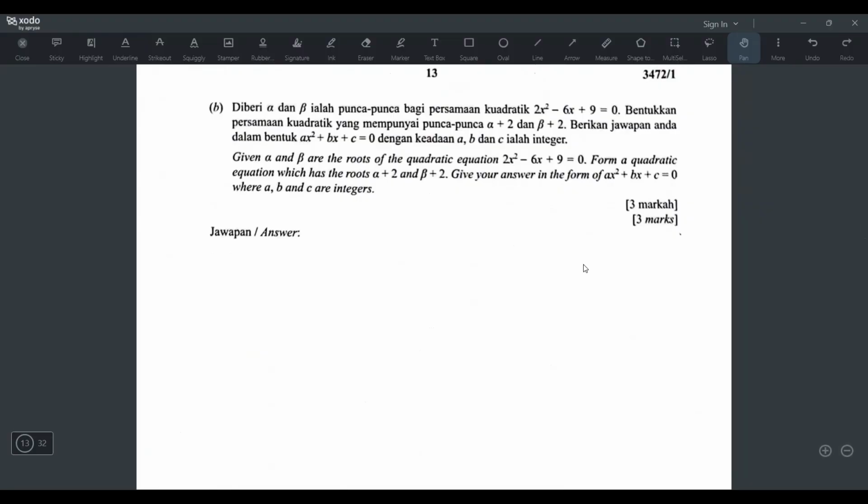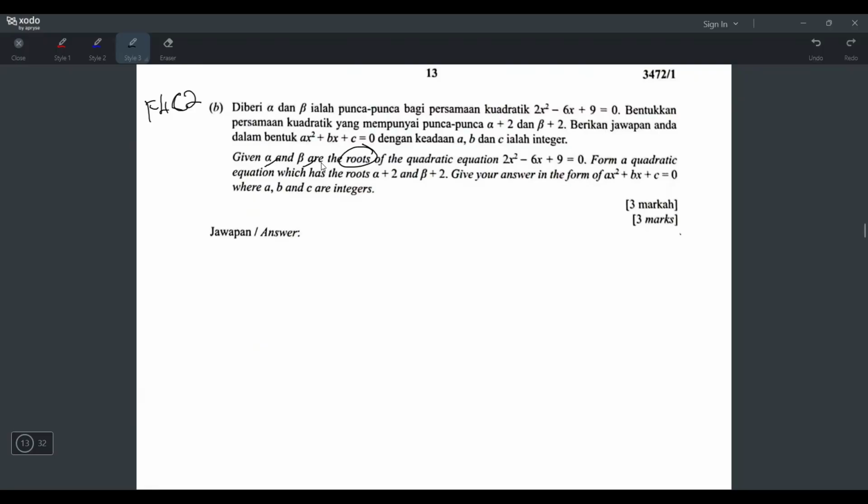Okay, moving on. Let's continue to B. So B, this one is quadratic also. So let's read the question. It's from Form 4 chapter 2 or 3? Chapter 2. Quadratic. Given alpha and beta are the roots. I think this one have to use the Sopor method. Because when you see the word roots, and they never mention it's two different roots, two equal roots, or no roots, you will use the Sopor method. Very high chance you use the Sopor method for this.